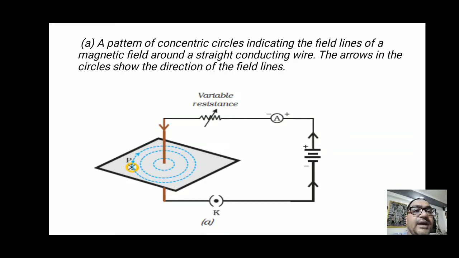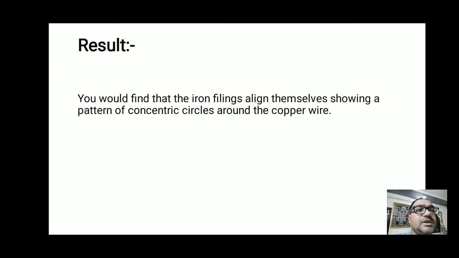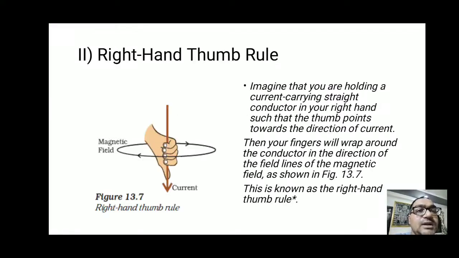So how can we find the direction of the magnetic field line? We can find it with the help of the right hand thumb rule. So let's understand this right hand thumb rule. Here we know that circles are formed, which means the direction of magnetic field lines can be in two ways: one is clockwise direction and the second is anti-clockwise direction. That we can learn with the help of the right hand thumb rule.